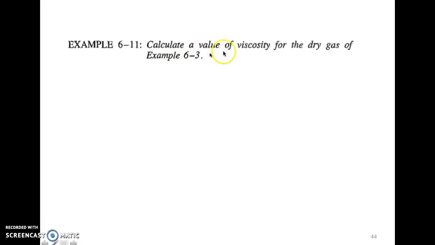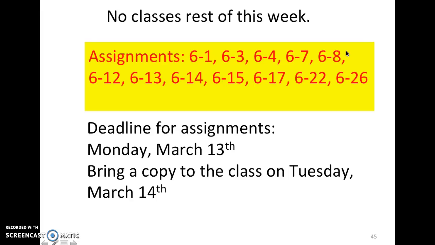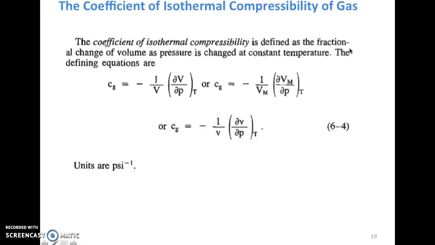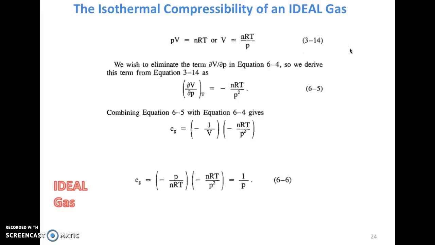Example 6-11, calculate the value of viscosity for the dry gas of example 6-3. So just going back to example 6-3, value of formation volume. This example gives you a specific gravity of 0.818 at the temperature 220 and 2100 psi. So you have to use the specific gravity of 0.818.